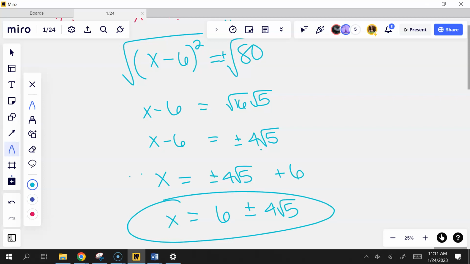So perfect squares give me what it simplifies to. Non-perfect squares leave the radical in the answer and go on with it.